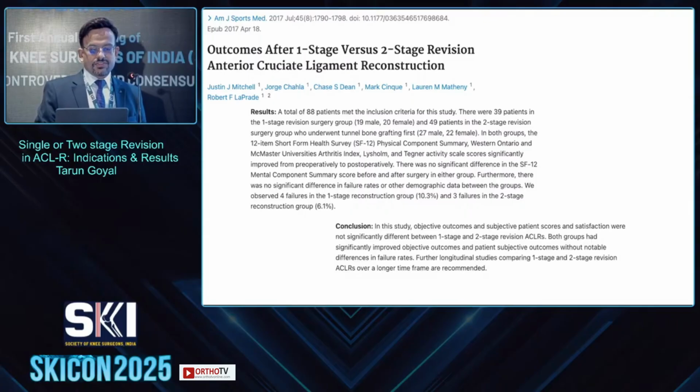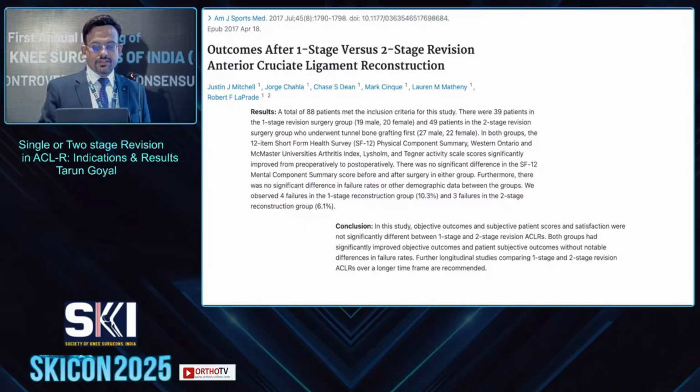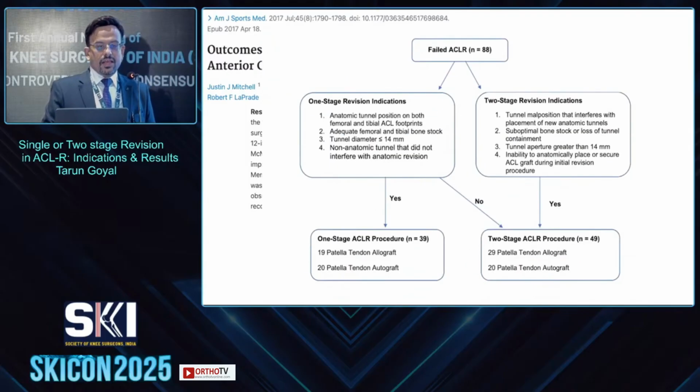This study had 88 patients of revision ACL reconstruction, which again was divided into 2 groups for stage 1 and stage 2, and the clinical outcomes and the patient reported outcomes were found to be the same between the 2 groups. And interestingly, again, they had separate indications for one-stage revision versus a two-stage revision.